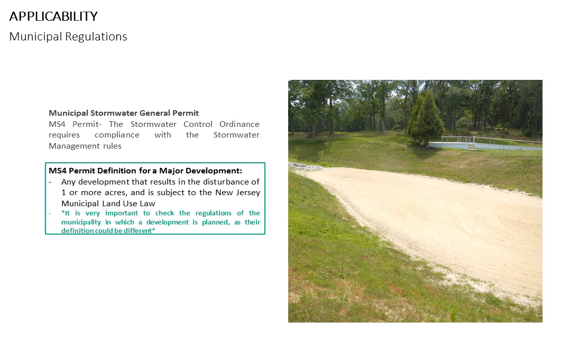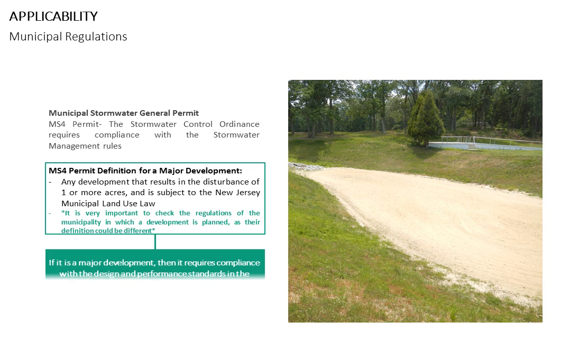The Stormwater Control Ordinance applies to developments that are subject to the New Jersey Municipal Land Use Law, as well as municipal projects that are not. These projects must be reviewed and approved by the municipality prior to construction. Additional information about the municipal stormwater program and the applicability of the post-construction stormwater management requirements will be provided in the stormwater management through the municipal separate storm sewer system permit module.